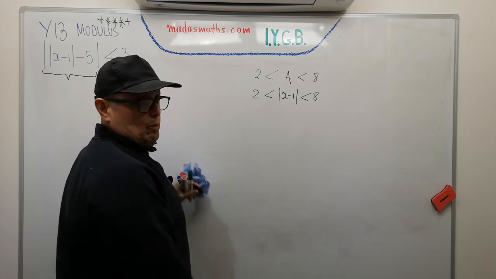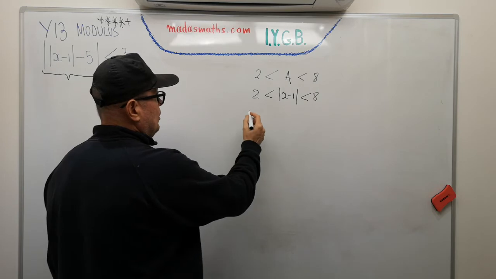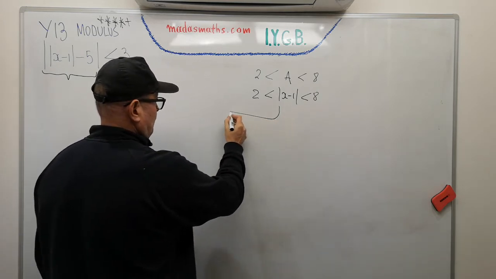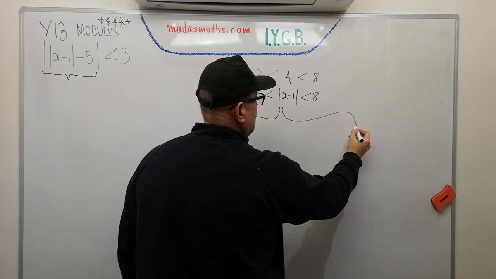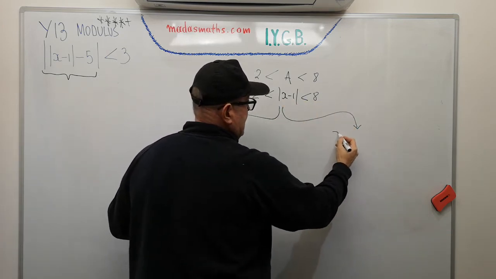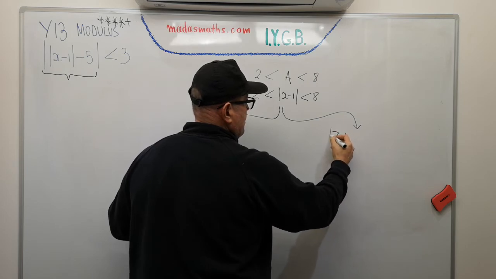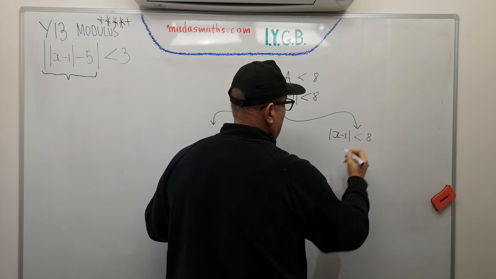The best way to deal with something like that is to actually split it into two separate things. So I'm going to split this expression into one bit here and one bit there. Let's look at the one on the right. That says the modulus of x minus 1 is less than 8.